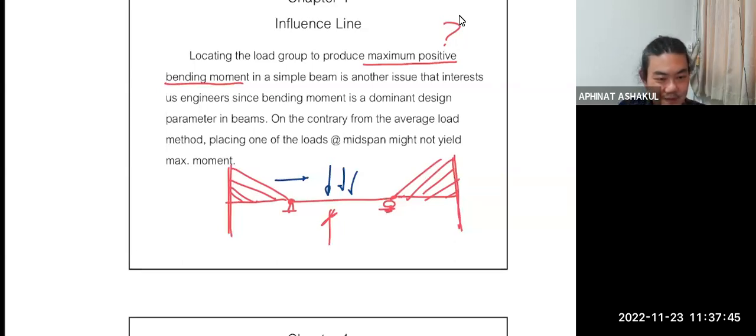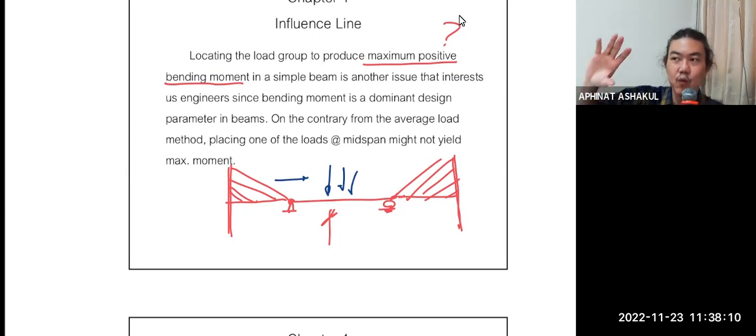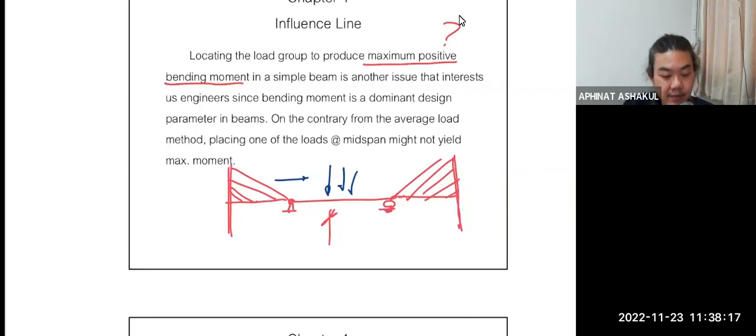So before we think about that, let's narrow down our question from how much to where. Where would the maximum bending moment occur? And where do we need to place all the loads so that we have the worst case scenario on our structure? Why do we need to have the worst case scenario? Can you answer me?